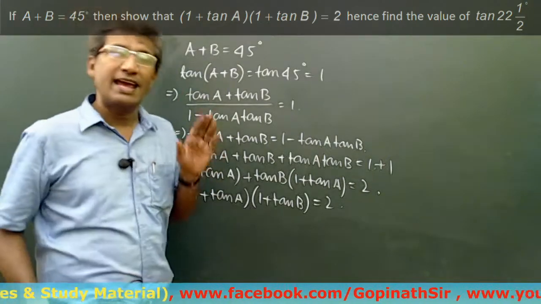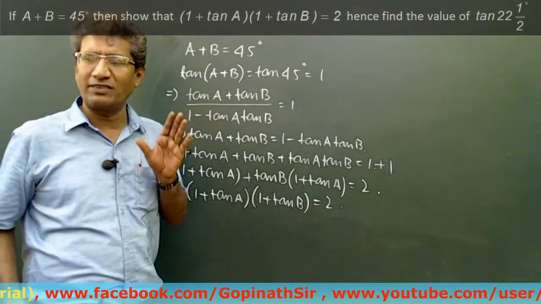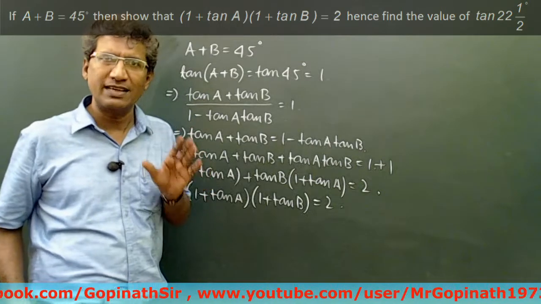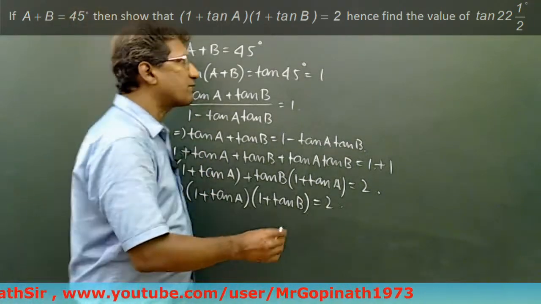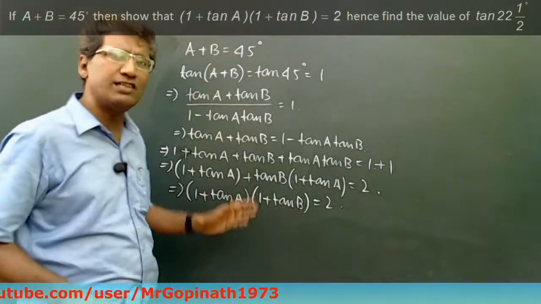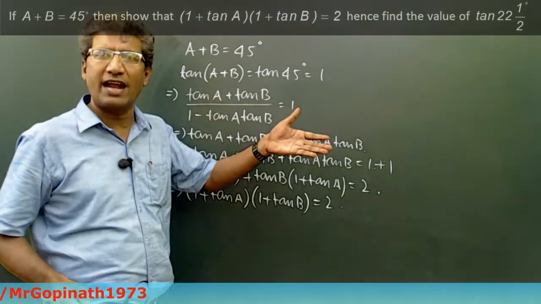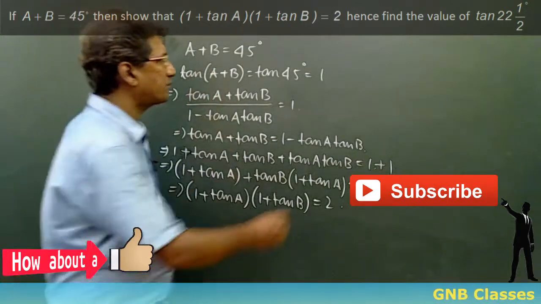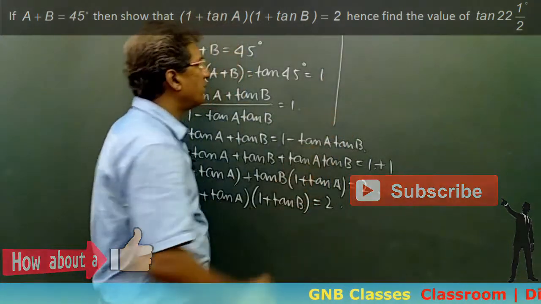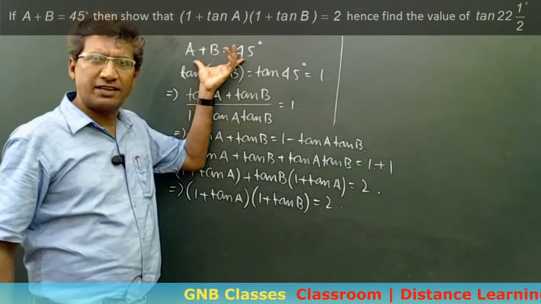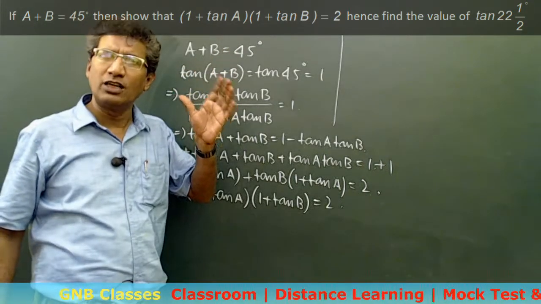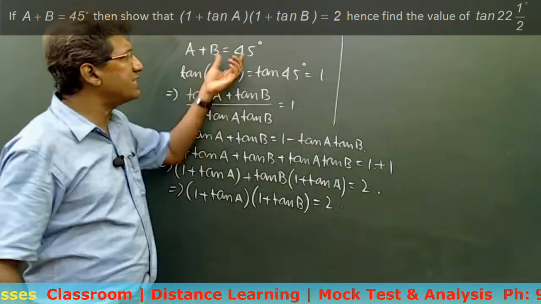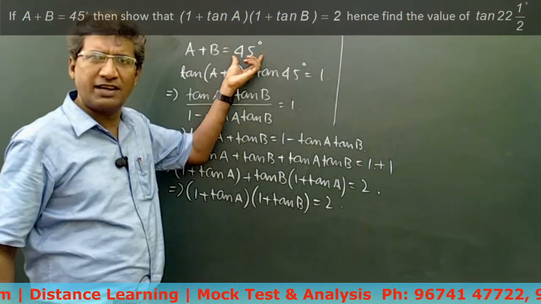Now they have said, hence find the value of tan 22.5 degrees. Is it clear? So hence find means you have to utilize this result to find the value of tan 22.5 degrees. No other method can be used here. Okay, look at it carefully. A plus B is 45 degrees. We have to find the angle 22.5 degrees, which is exactly half of 45 degrees.